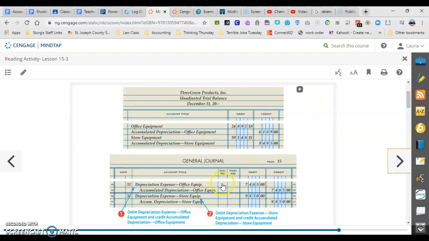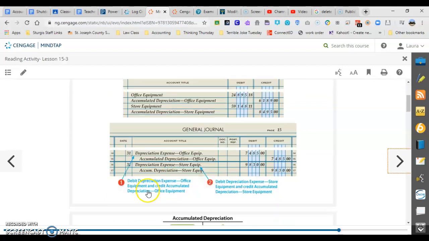Depreciation expense is going to be a debit, and then accumulated depreciation for that office equipment is going to be a credit.